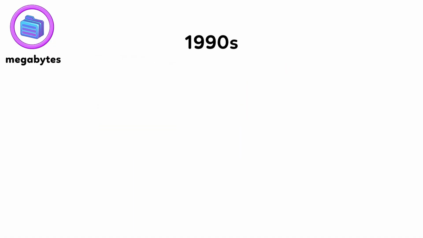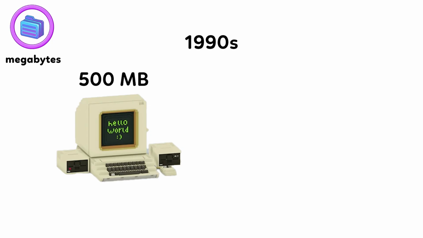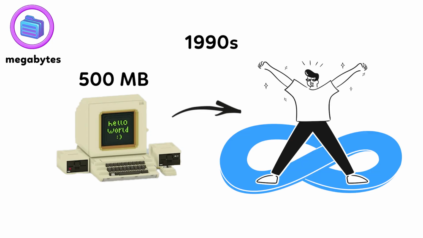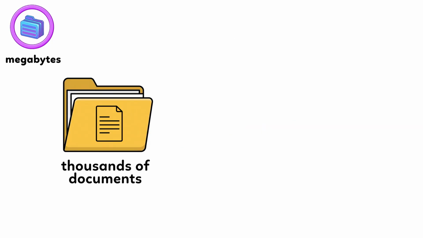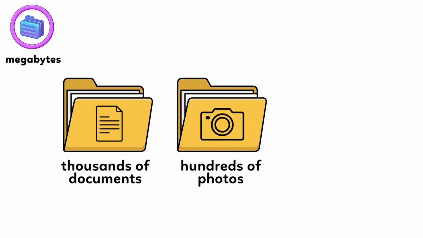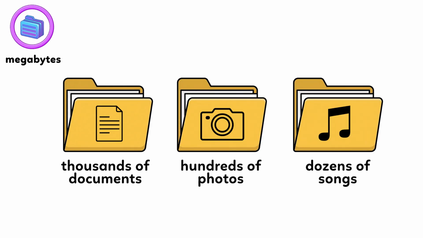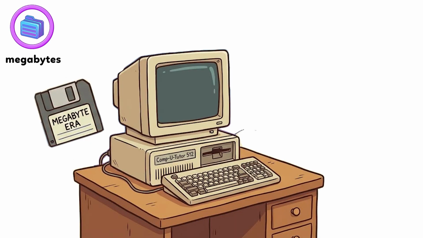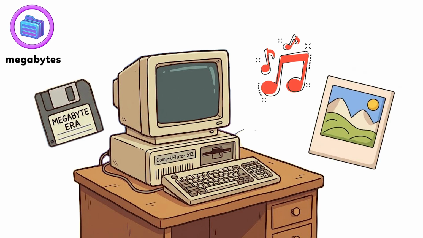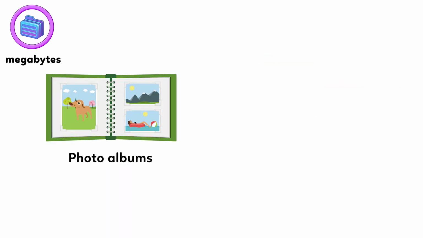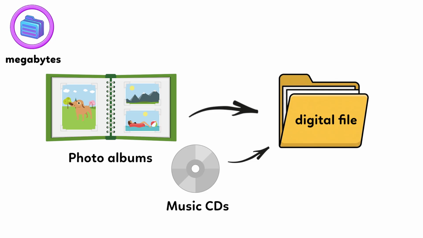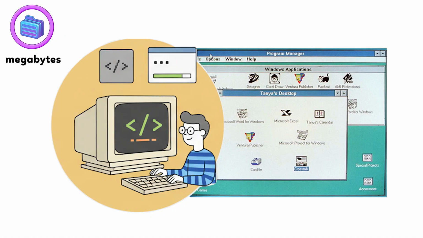Back in the 1990s, owning a computer with 500 megabytes of total storage felt like having unlimited space. You could store thousands of documents, hundreds of photos, or dozens of songs without worrying about running out of room. The megabyte era represented a turning point in personal computing. For the first time, average users could store meaningful amounts of multimedia content. Photo albums became digital, music collections moved from physical CDs to computer hard drives, and software became more sophisticated because developers had more storage space to work with.